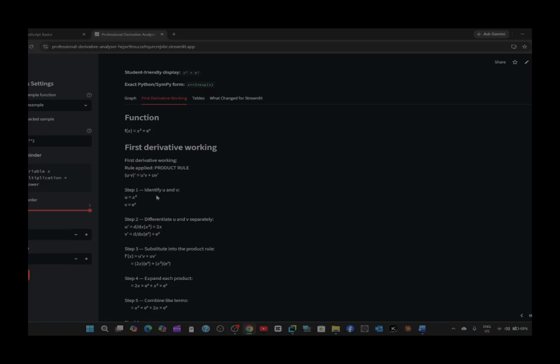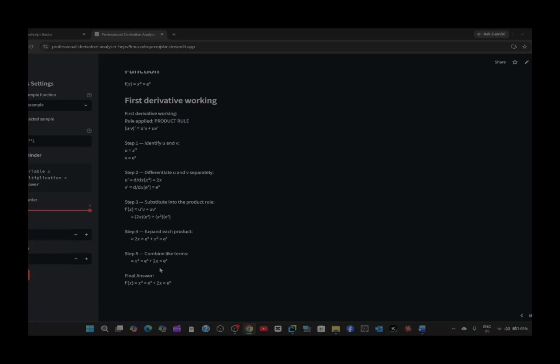Step one, u and v: u is x squared and v is ax. So you differentiate them. x squared gives 2x, ax has no change, it will be a. Step 3, substitute into the product rule, right? And then you expand the product that we got, then you combine like terms, right? Then the final answer. Okay, so the second derivative, you just keep going, all right?